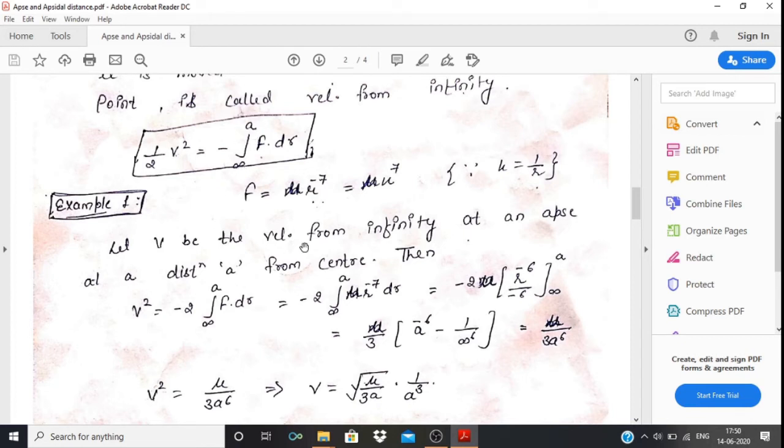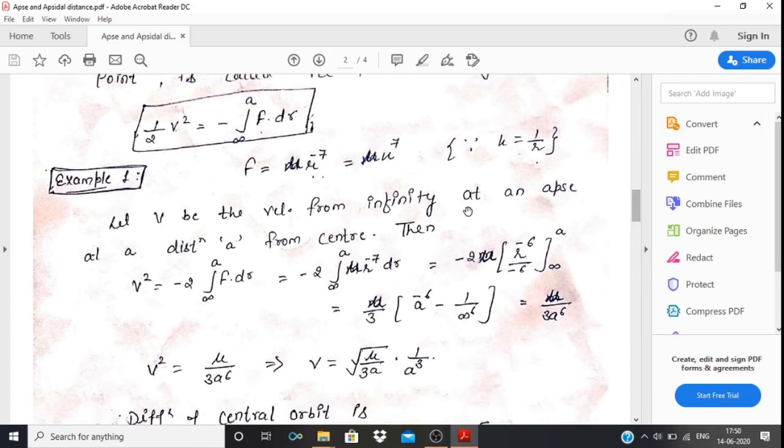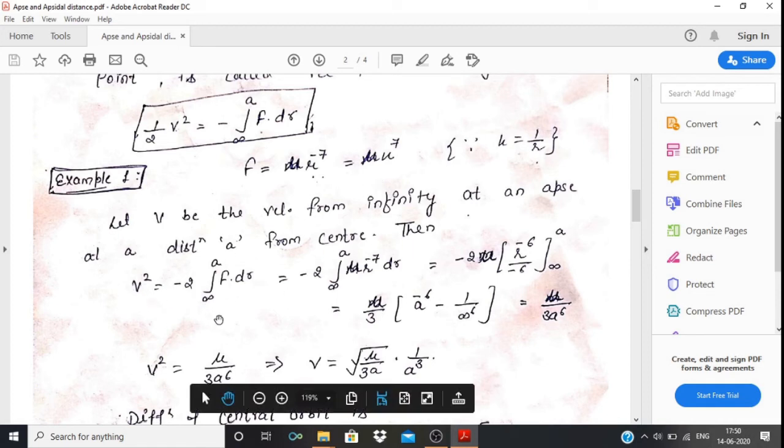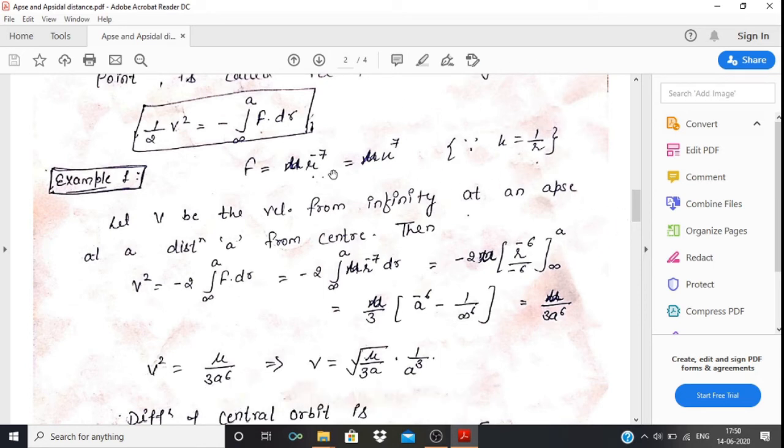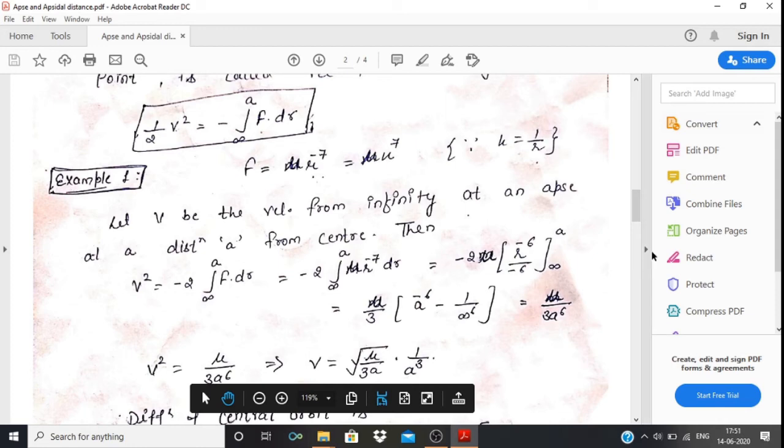With the help of the following example, I will calculate the equation of the curve. If it is given that the central force is equal to this and the velocity from infinity at an apse at a distance is given, then we can easily calculate the equation of the curve. We have to find, in this example, the equation of the curve. For finding the equation of the curve, we first find the velocity from infinity by using the formula which I have already discussed. v square is equal to minus 2 times the integral from infinity of f dot dr.